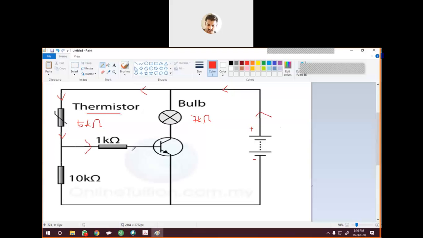The moment current goes through the 1 kilo ohm and passes through the resistor, this bottom part is known as the base. Once the base gets electricity, the switch is turned on. So now current can also flow through this way, and this way, and through here. As long as there's current going through this way, there will always be current going through this way. Make sense or not? Do you all understand?